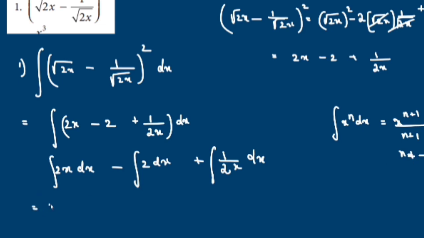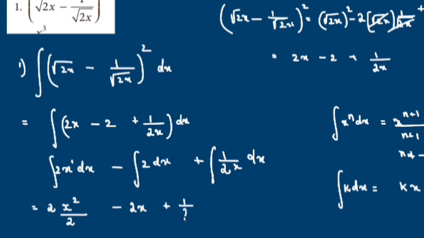2 is a constant, take it out. Integrate x now. Power is 1 here, n is 1. So what happens here? x power 2 by 2. 2 into x power 1 will become 2, because the formula is n plus 1. Minus, what is the integration of a constant? It becomes kx. So x square minus 2x. That c you can put later after all the integrations.